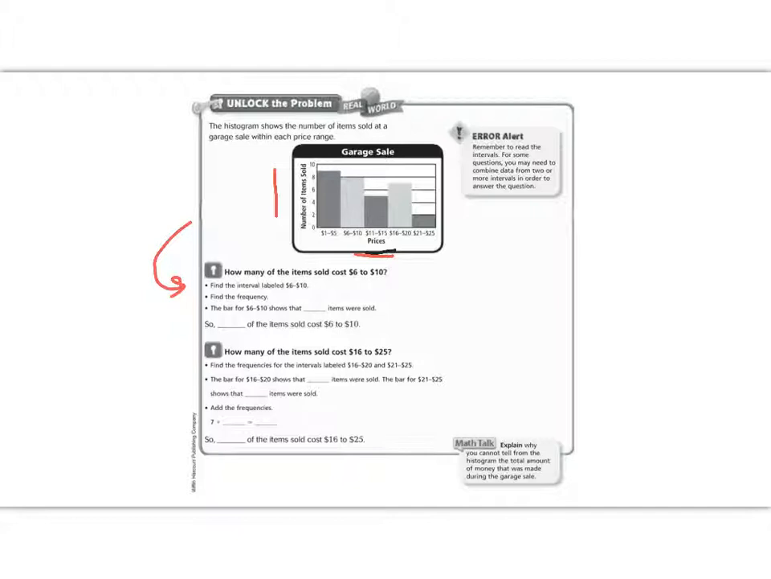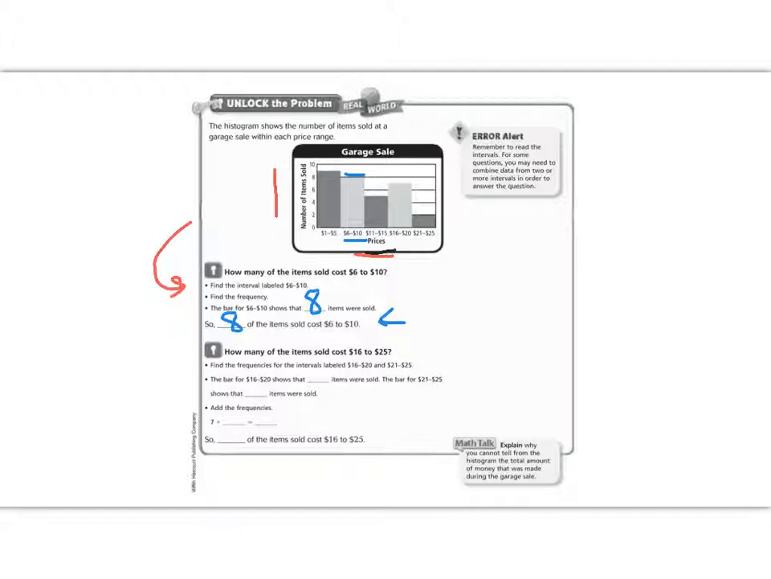It says, find the interval labeled $6 to $10. Okay, so $6 to $10 is right here. Find the frequency. That means how tall the bar graph is. It goes to 8. The bar for 6 to 10 shows that 8 items were sold. So 8 items were sold, and the average cost was somewhere between $10 and $6.